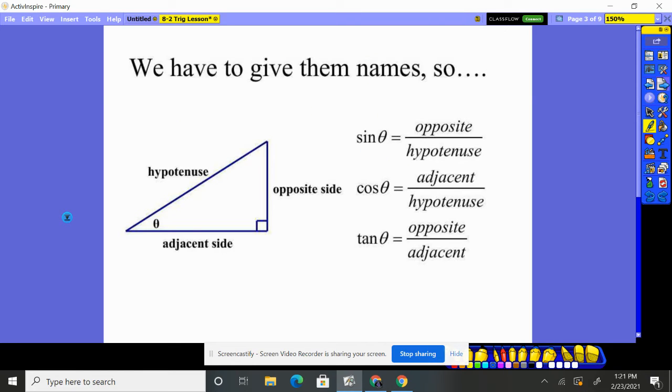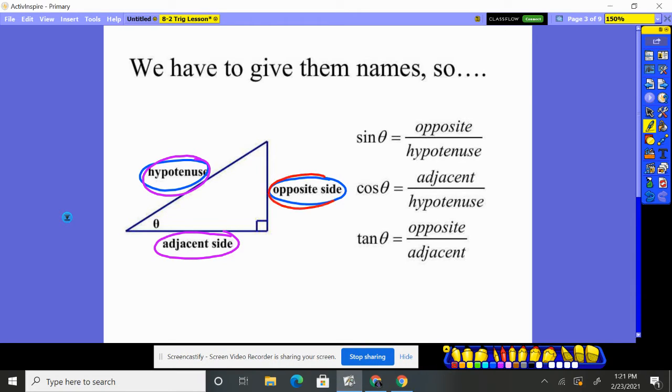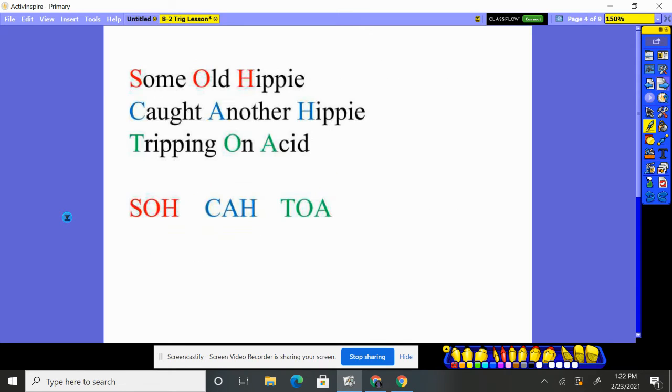Again, just doing a quick review. We give each of them names. We have the sine, opposite over hypotenuse. Cosine is adjacent divided by hypotenuse. And the tangent is the ratio of the opposite divided by adjacent. So we've created all these different ratios: opposite over hypotenuse, and then a relationship of adjacent over hypotenuse, and finally, a relationship between the opposite and the adjacent side.